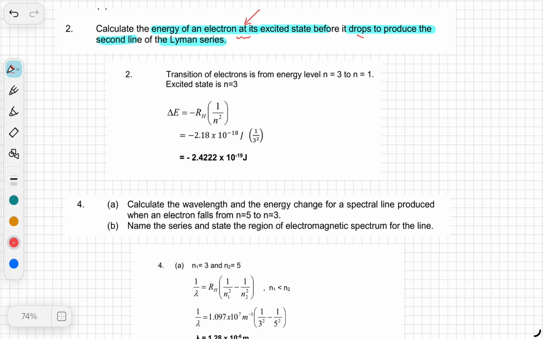All right. So since we are falling down to n equals to 3, what would be the series and what is the region of electromagnetic spectrum? That would be Paschen series and it would be infrared. Okay, right, let's go on to question number 5.